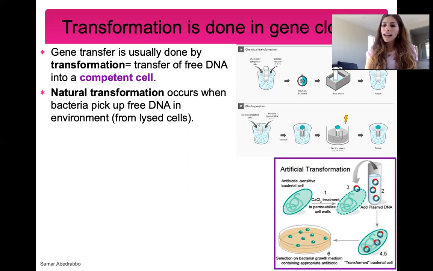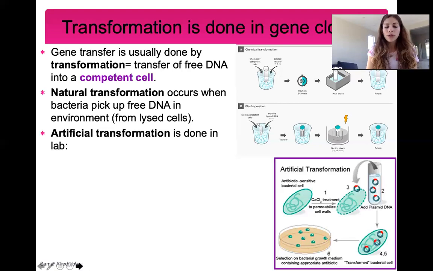Some bacteria have the ability to do natural transformation, meaning without you doing anything to them, bacteria naturally can take up DNA from the environment. So an example of this is H. pylori bacteria. If they're in the environment, they can just take up pieces of DNA. They're able to do that.